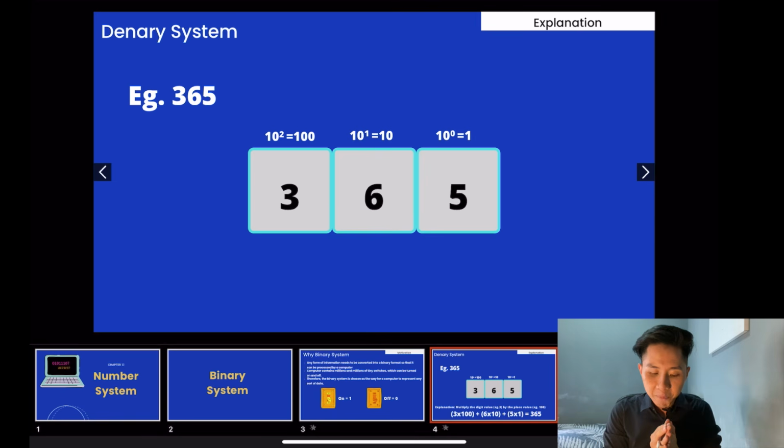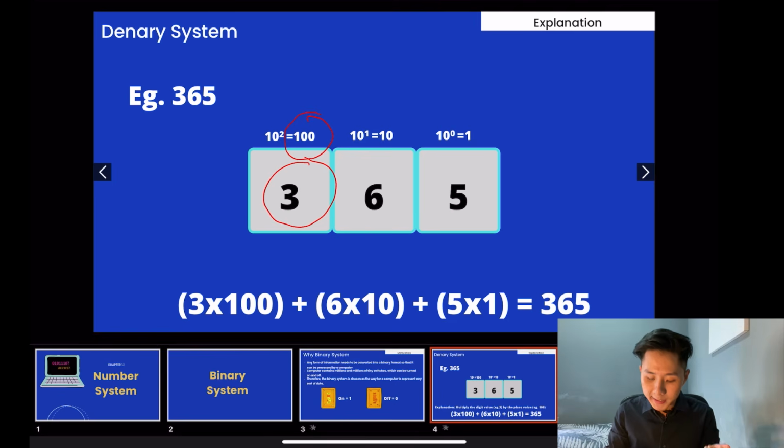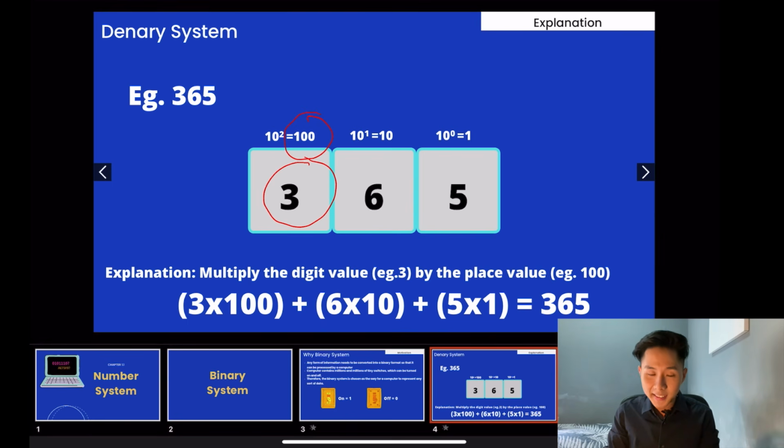But think about it. The basic system that we use in our day-to-day life, for instance, we have 365, the number of days in a year. The number system that we are used to is called the Denary system, in which we know that this value is 365 by multiplying the digit value, let's say 3, with the place value 100. So we will do 3 multiplied by 100, 6 multiplied by 10, 5 multiplied by 1, and eventually we get the value 365. And yes, this is how we understand numbers in our day-to-day life.